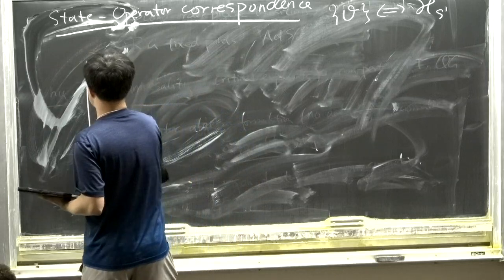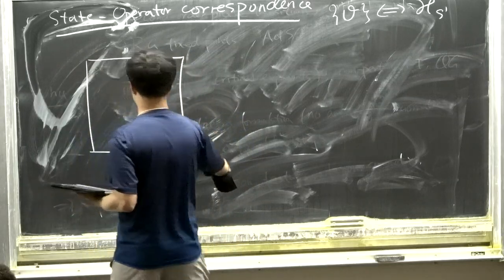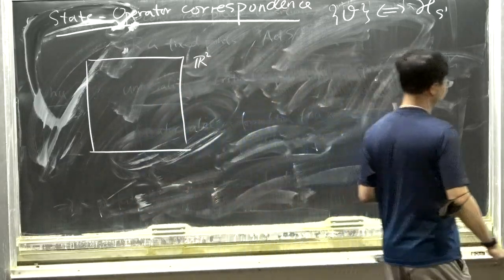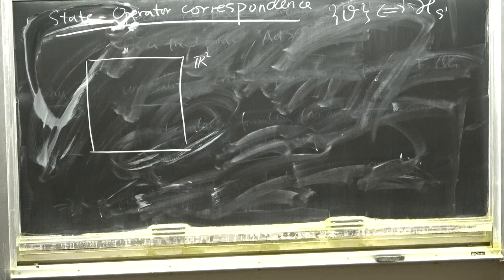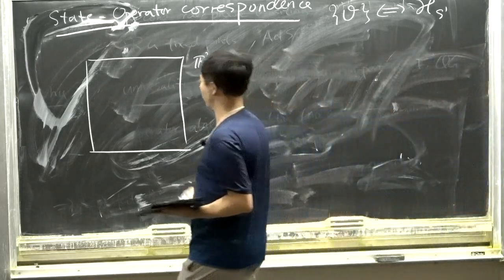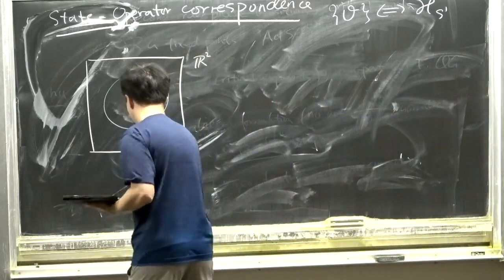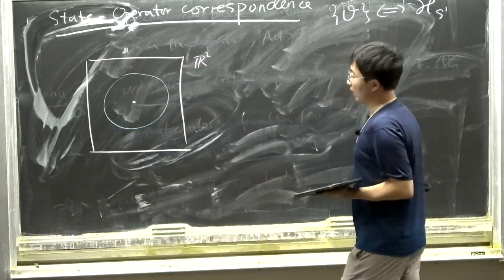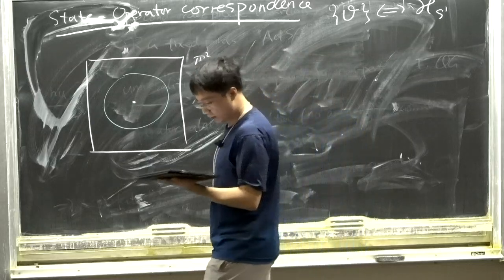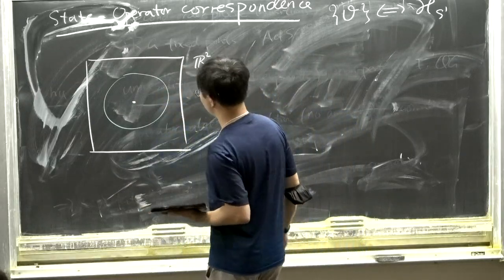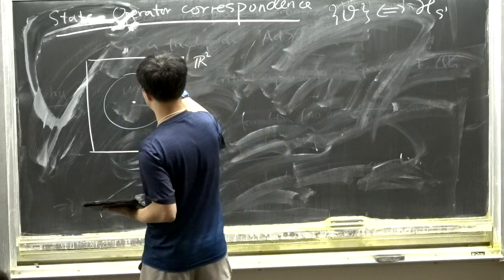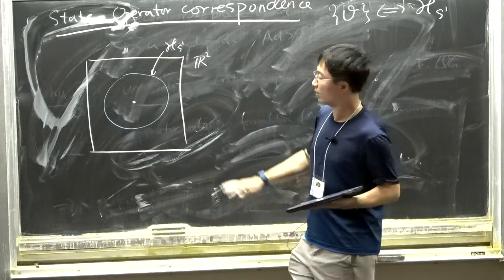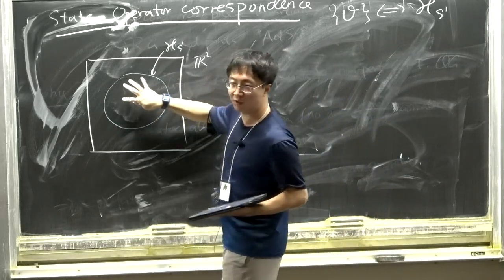So where is this S1? We can consider this to be our plane, and then we can take the S1 to be a circle around the origin. We're free to choose where our origin is. Suppose this is our origin. So how does the state-operator correspondence go? The way it goes is that you can construct the state on this S1, which is where this Hilbert space lives, by doing a Euclidean path integral over this region.